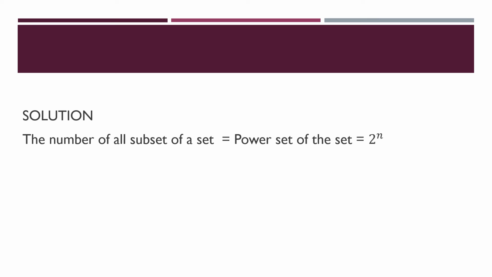For instance, if you have 2 elements, that means the number of subsets of the set will be 4. That's 2 raised to power 2. If you have 3 elements there, it would be 2 raised to power 3, giving you 8, meaning that you have 8 subsets. So that is how you can tell the number of all subsets of a set is equal to the power set of the set, which is 2 raised to power n. Thank you. So what option is it? Option B.